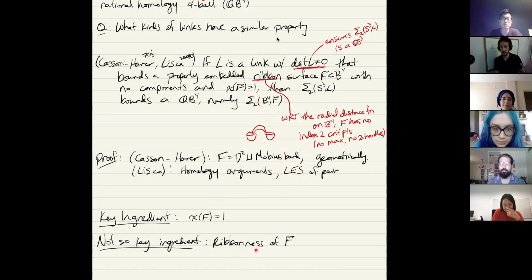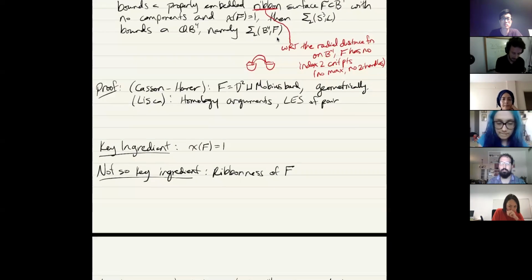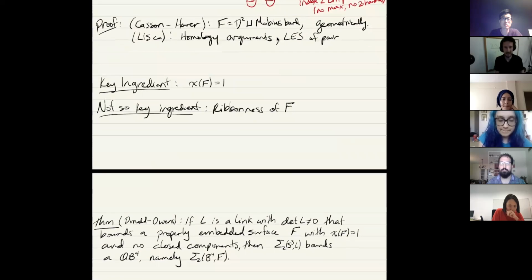But if it's not a ribbon surface, then this rational ball, this double branch cover, could be more complicated. So there's more going on. But you can upgrade this and remove that ribbon condition. That's the content of the next theorem. It's the same exact statement, except I just removed ribbon from this. Everything else is the same.